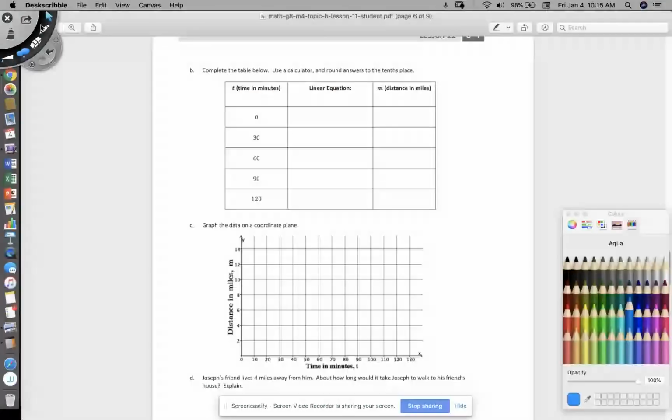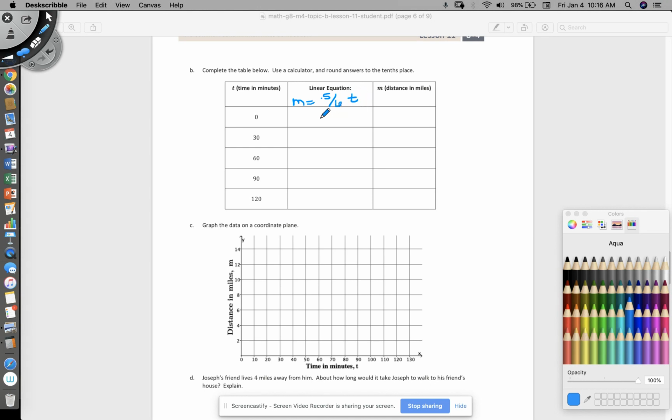Okay, so here's my table. I'm going to go ahead and write my equation we just solved. So we have M equals 0.5 over 6 times T. Now I'm going to go ahead and plug in all my T's. So I have M equals 0.5 over 6 times 0. M equals 0.5 over 6 times 30. M equals 0.5 over 6 times 60. M equals 0.5 over 6 times 90. And M equals 0.5 over 6 times 120.